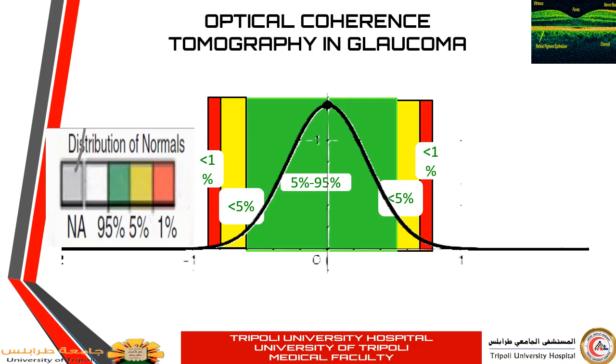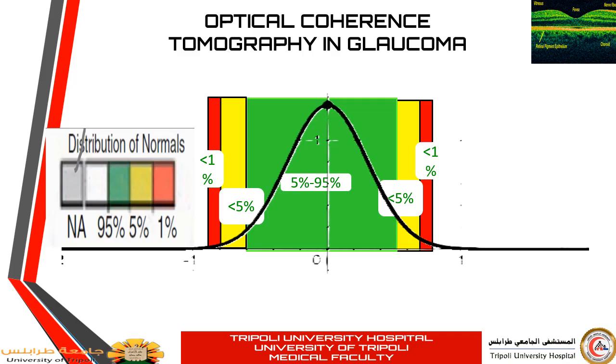Now, in this slide, I'll speak about the different color codes of the probability plots or probability maps. When you find your patient falling in the green area, what is the meaning of the green area? It indicates that between 5 to 95% of the normal population lies in this area. So most likely your patient is normal if he's in the green zone.